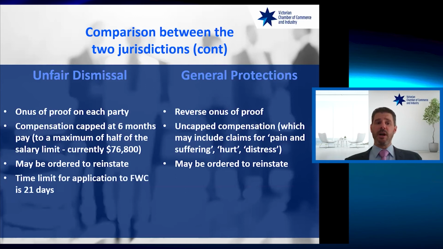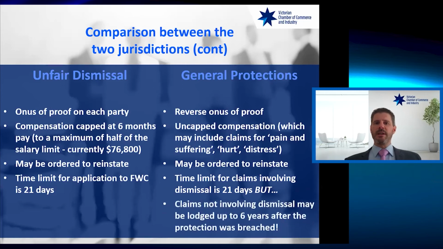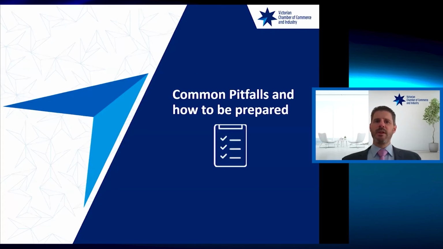Unfair dismissal, there's a time limit for any application, and that's 21 days. That 21-day limit also applies in general protections if a dismissal is involved. However, if the claim doesn't involve dismissal, we can lodge a claim up to 6 years after the protection was breached. So that really puts a lot of emphasis on the records we keep. So how can we be prepared? How can we make sure that we avoid some of those common pitfalls?